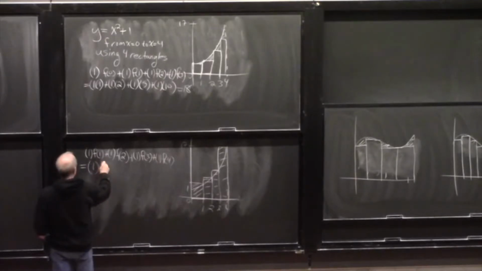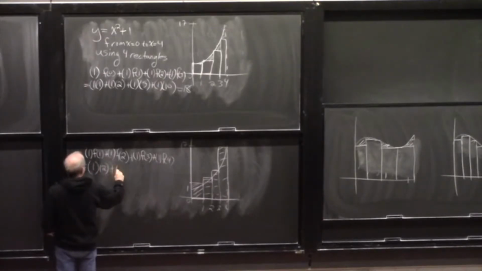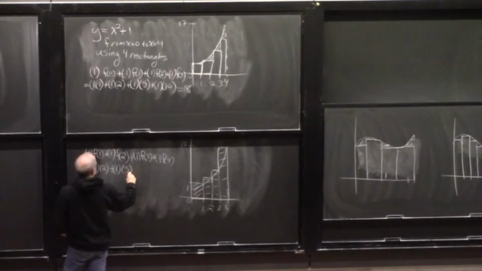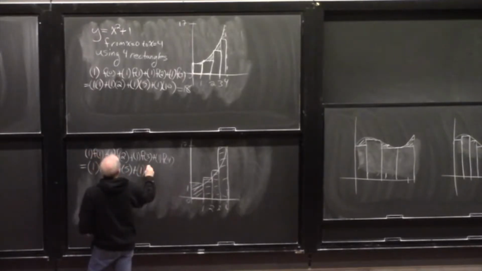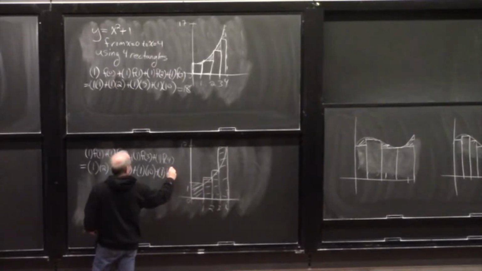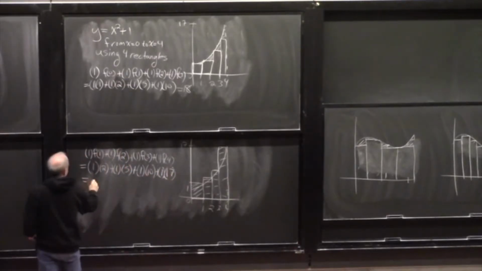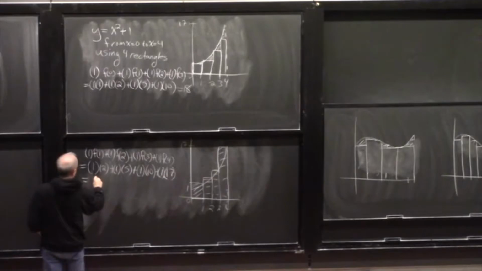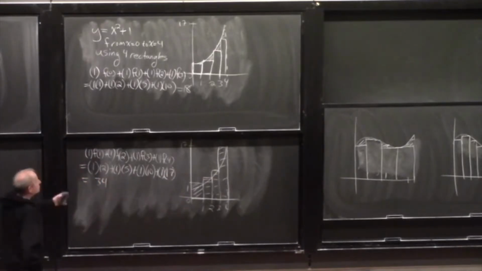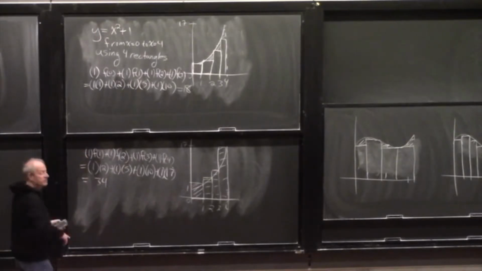F of 1 is 2. F of 2 is 5. F of 3 is 10. And F of 4 is 17. So that comes out to 34. So the first time I guessed that the area was 18, and the second time I guessed that the area was 34. But I know the first one's too small and the second one's too big, so you could average. If you average, you get 26.